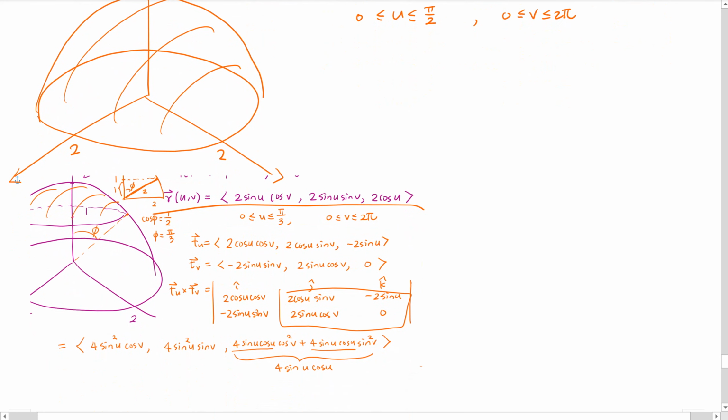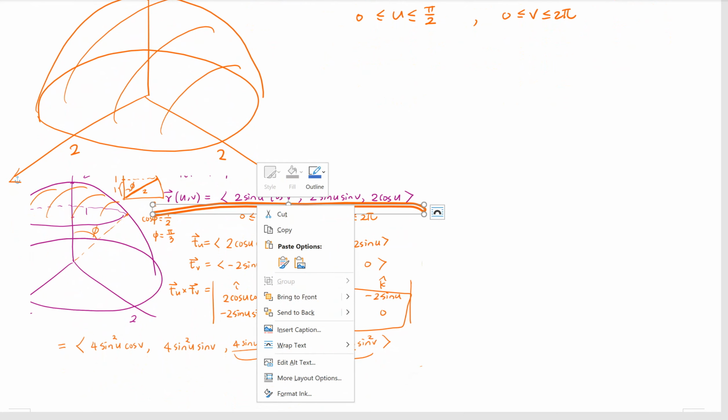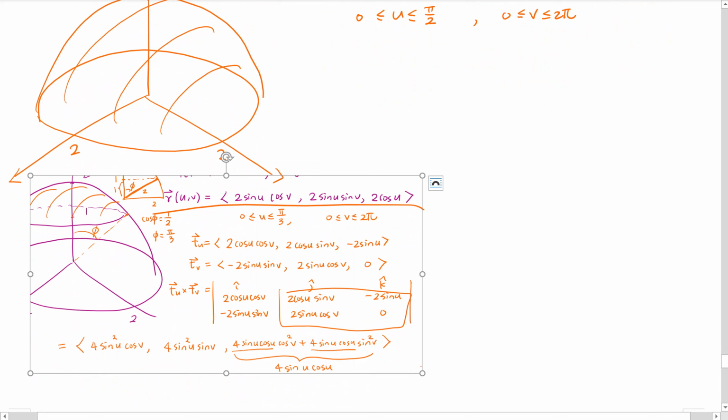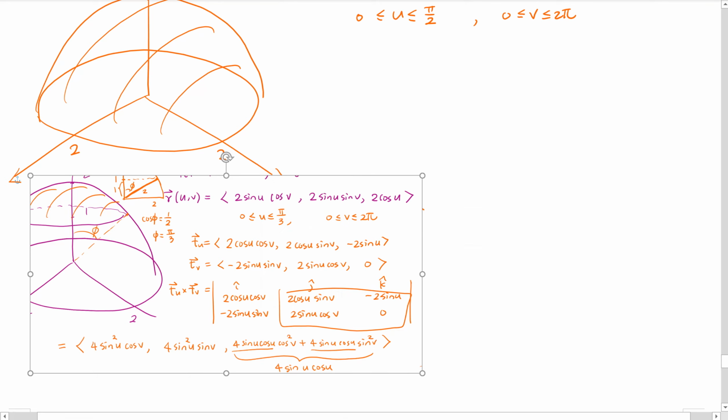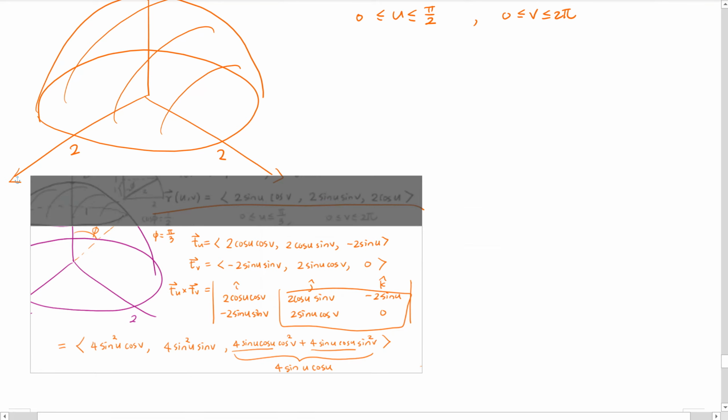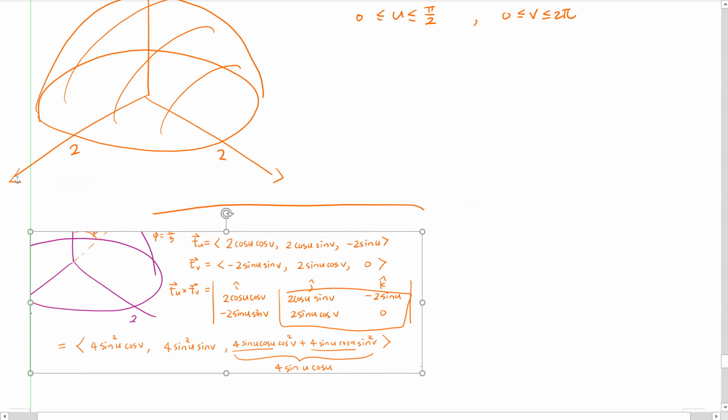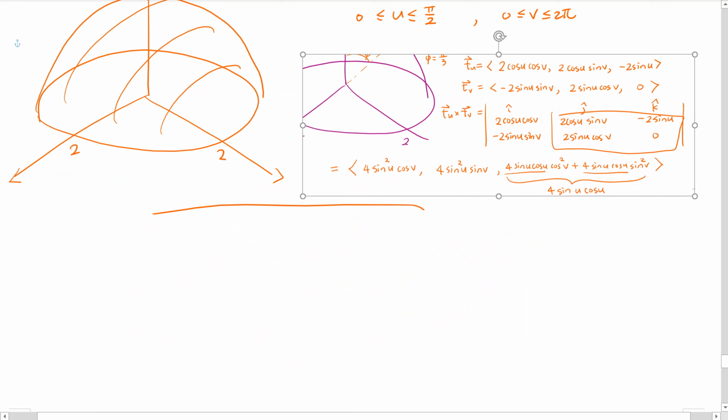Okay, let's see. Let me, can I? Okay, so can I chop it? Oh, yes. So I can chop it here. All right. So, and then I can move it here.